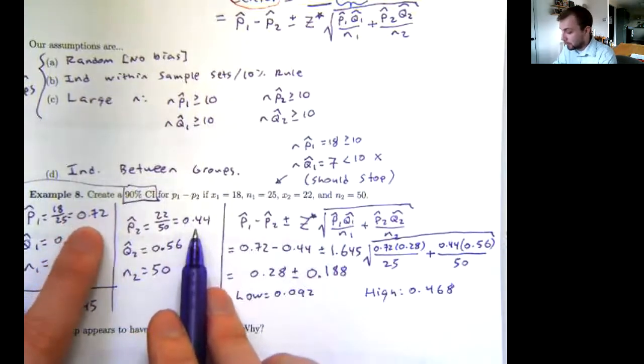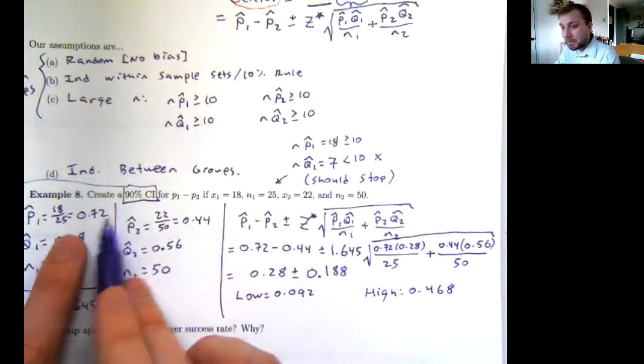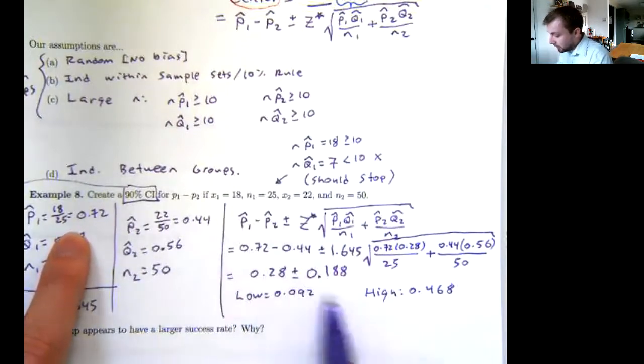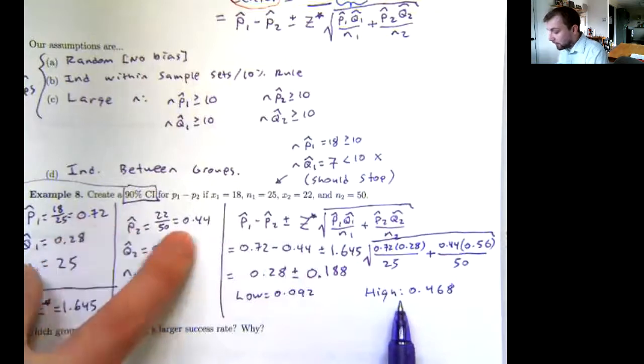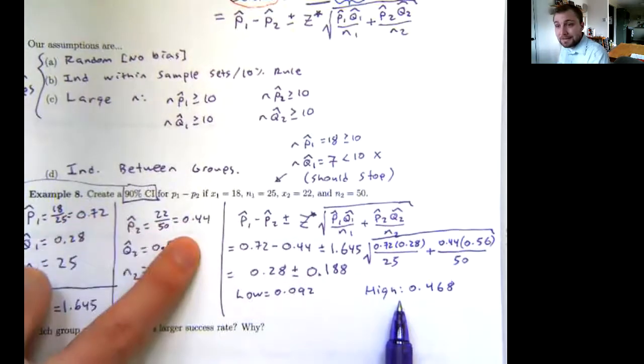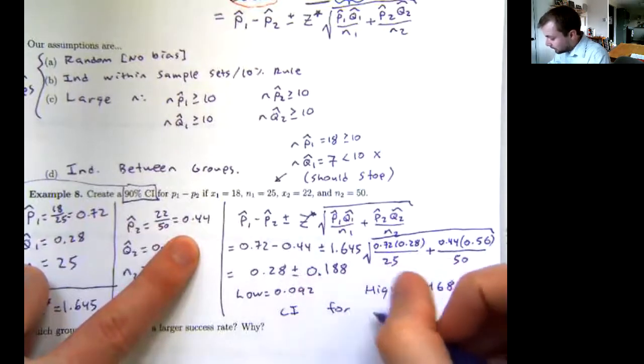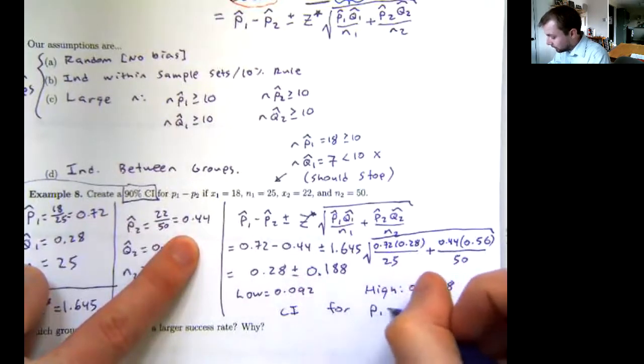In fact, I can see up here that my success rates look like 72% and 44%. So this interval here is really telling me how far I expect these numbers to be different. This is a confidence interval for the difference of the two groups.